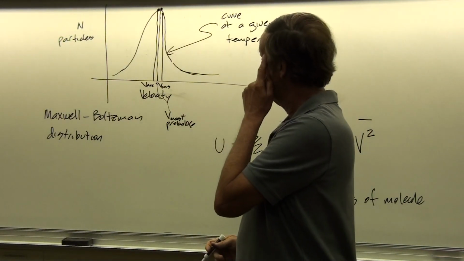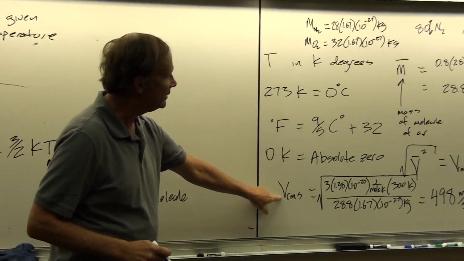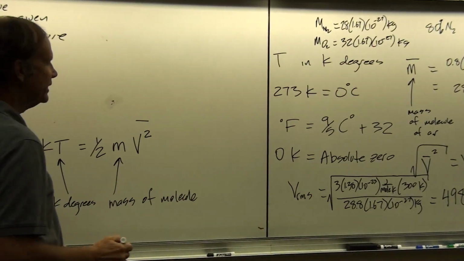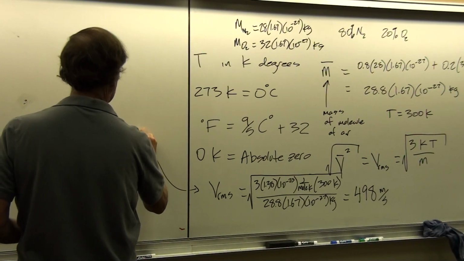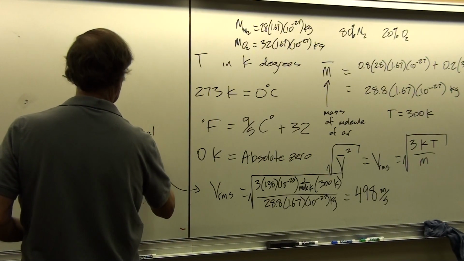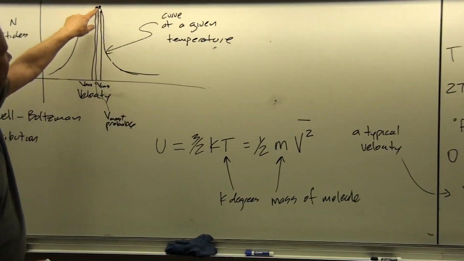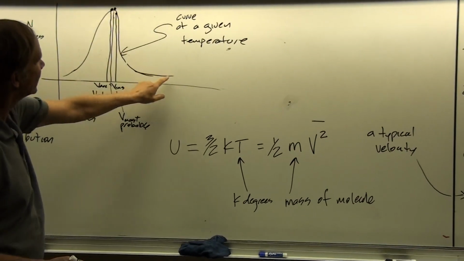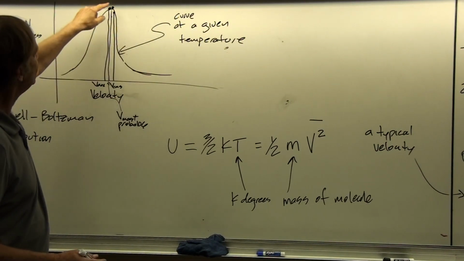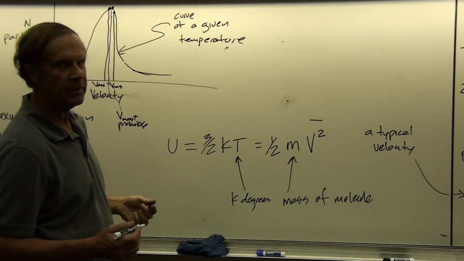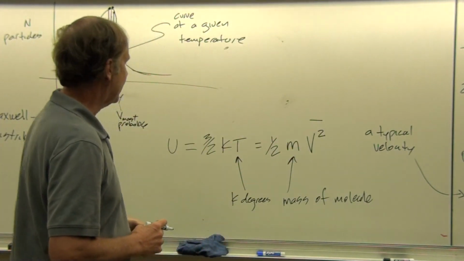And so the RMS velocity is the easiest one to calculate, but it could still be considered a typical velocity. But that doesn't mean every molecule is moving at that speed. It just means that some are going to be moving faster, some are going to be moving slower, but when you average them all out, that's a typical speed for the molecules in a gas.